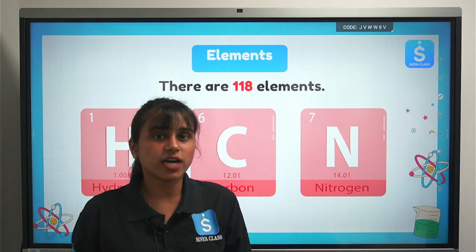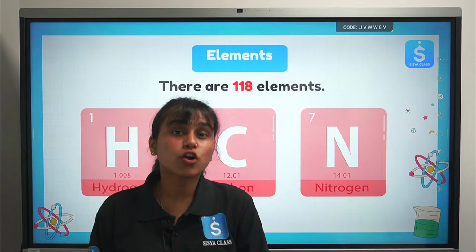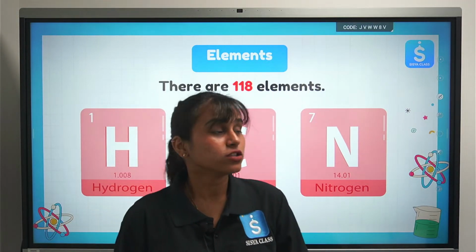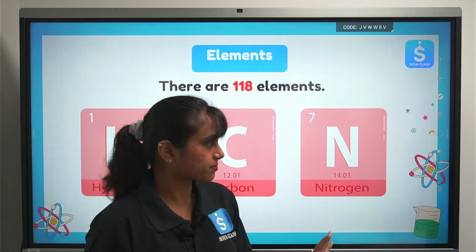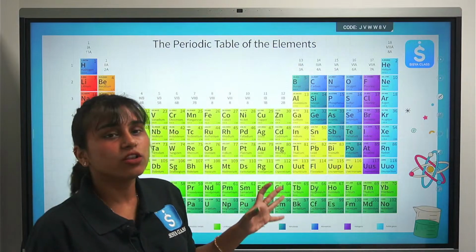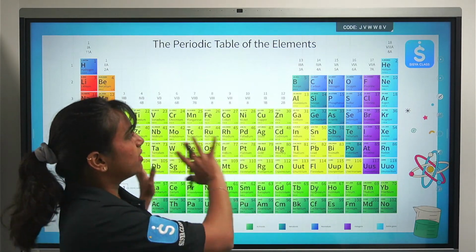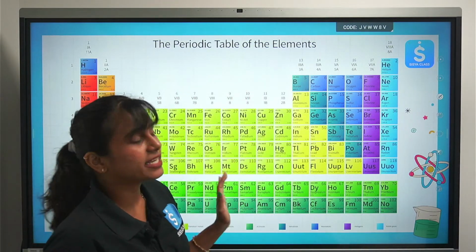So everything around us is made up of atoms. Some atoms are very common, but some elements are very rare. In total, 118 elements are there. How will you know which 118? This is the periodic table, and all the 118 elements are present here. See, 118 elements are there.